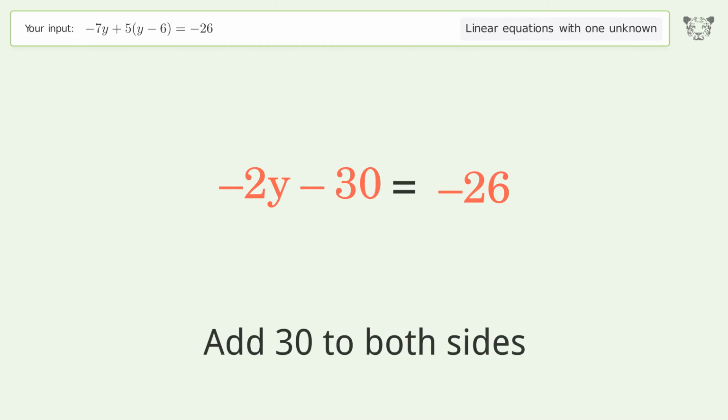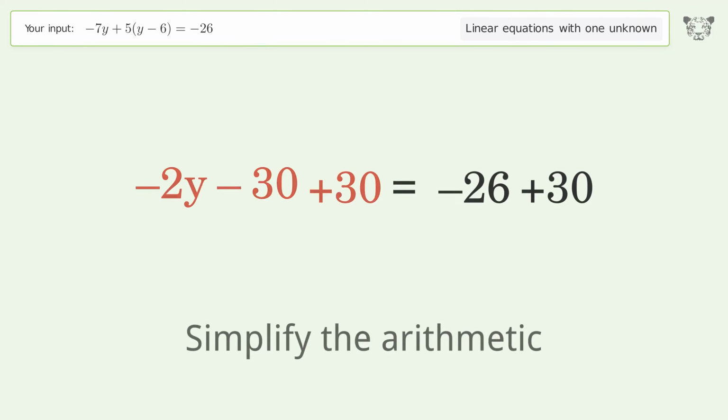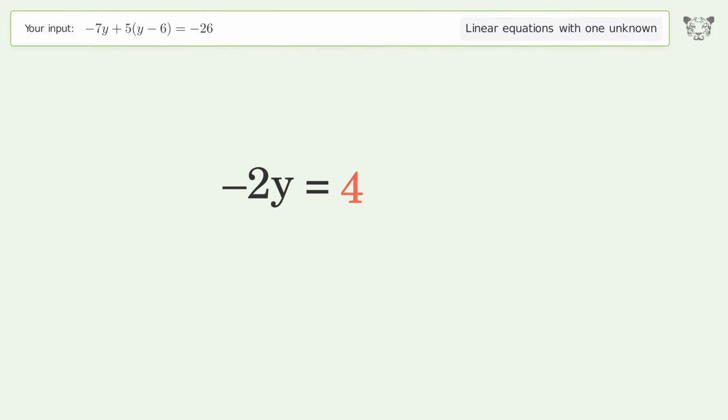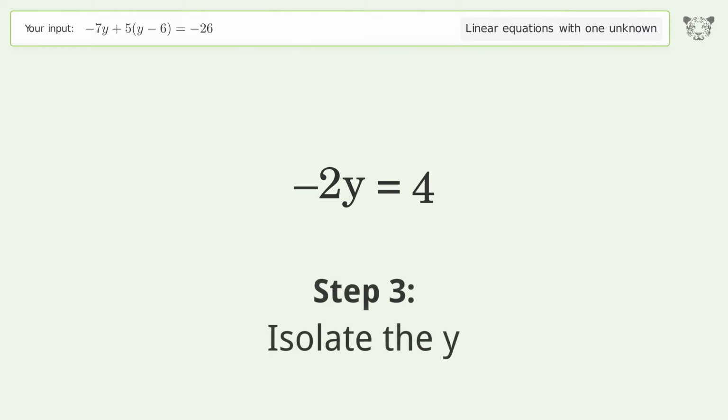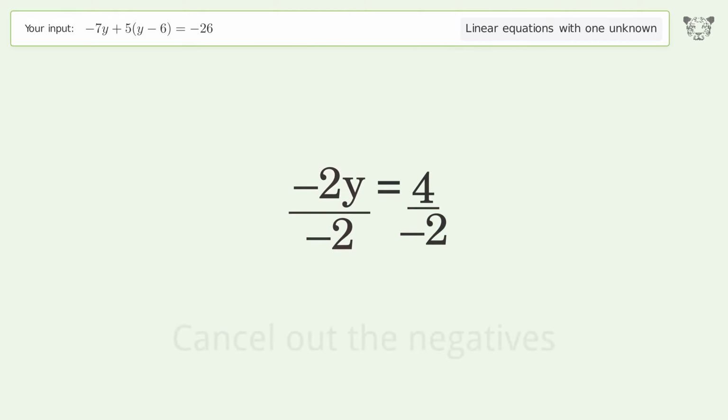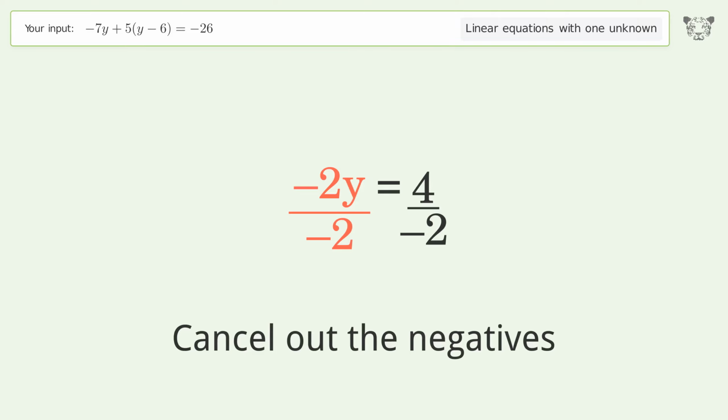Add 30 to both sides. Simplify the arithmetic. Isolate the y. Divide both sides by -2. Cancel out the negatives.